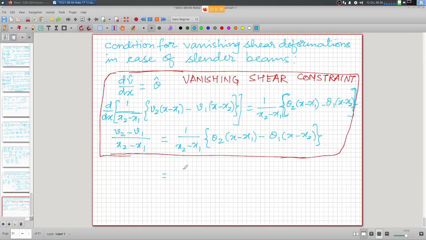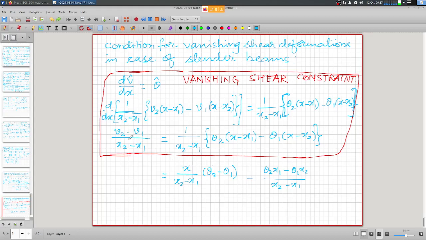So we can have x divided by x2 minus x1 multiplied by theta 2 minus theta 1, and plus we can have the term (theta 2 x1 minus theta 1 x2) divided by x2 minus x1. This will be negative.